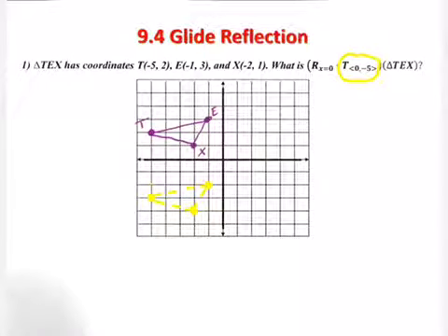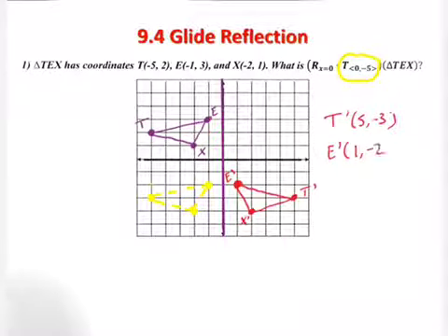And now we want to reflect over the line x equals 0. Well, x equals 0 is the y-axis in this case. So we'll reflect across that. Here we've got the point E prime, then here T prime, and then X prime is here. And so this is the image of our glide reflection. So we should have coordinates T prime of 5, -3, E prime in this case 1, -2, and then X prime is 2, -4.